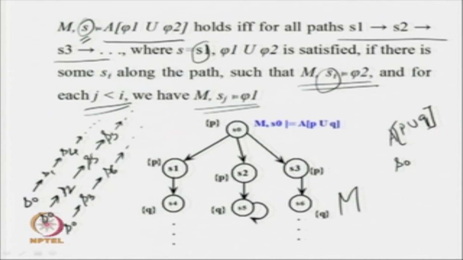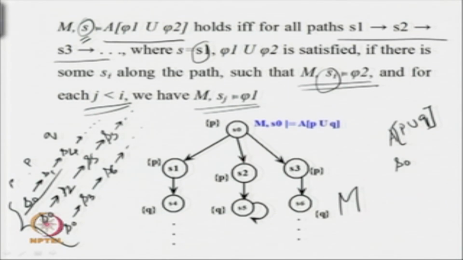Now, if you look into this, we are concerned about A, P until Q. That means, we have to look at all these three paths, and we are going to look for one future state where Q is true. In this first path, Q is true in S4, and in that case, if Q is true in some state, then we have to look at all preceding states of that state in that path, and we have to see whether P holds over there or not. So, we will find that P is true in S1 and P is true in S0. That means, in this particular path P until Q is true.